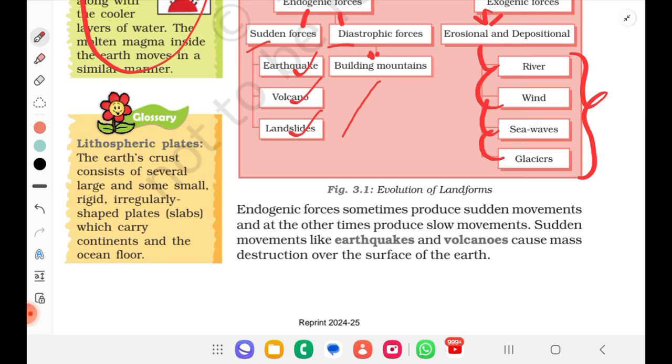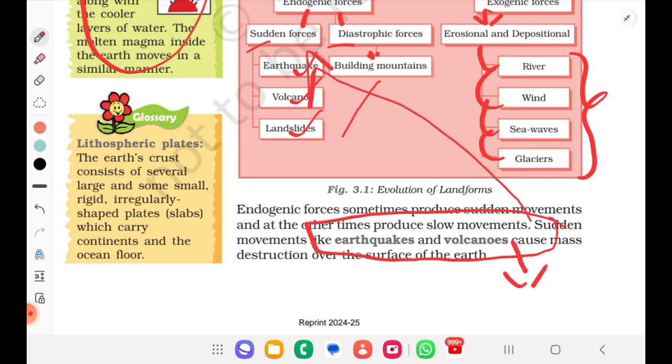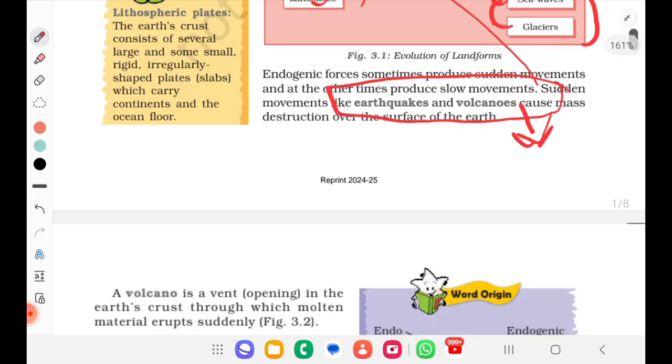Endogenic forces sometimes produce sudden movements and at other times produce slow movements. Sudden movements like earthquakes and volcanoes cause mass destruction over the surface of the earth. So we all know earthquakes and volcanoes happen suddenly. We learnt it from the chart, and because of which we will be having a lot of destruction.